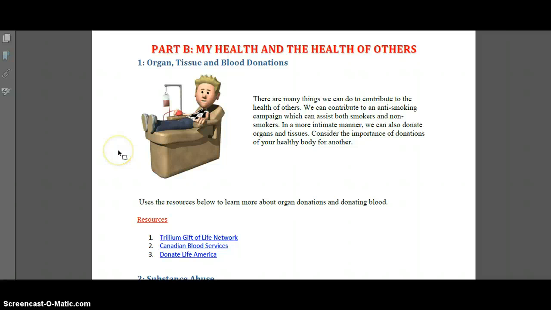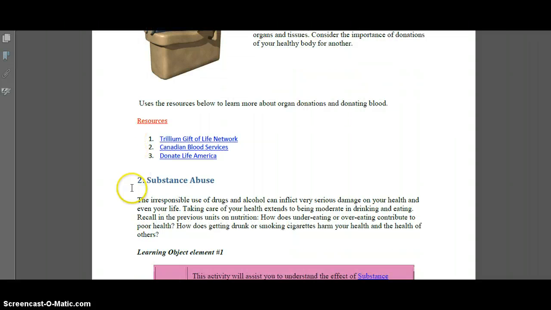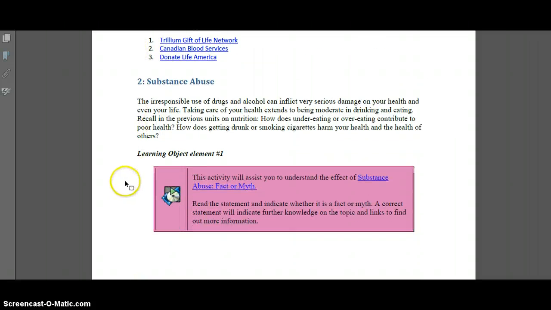Part B deals with your health and the health of others, and it just covers various topics here. The first one being organ, tissue, and blood donations. Again, some resources here that you will not be tested on, but you know, if any of you are interested in those things there, those are the links to their websites.